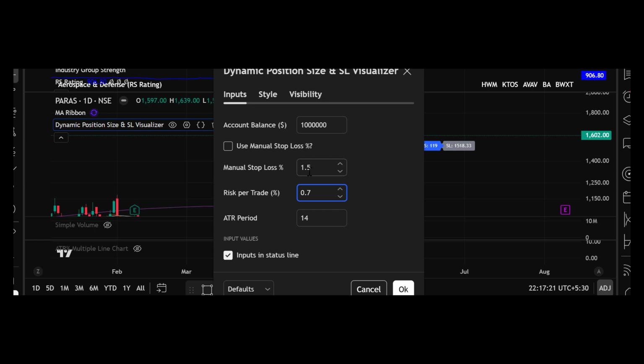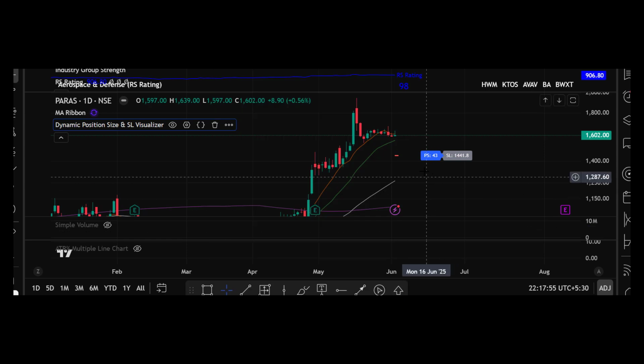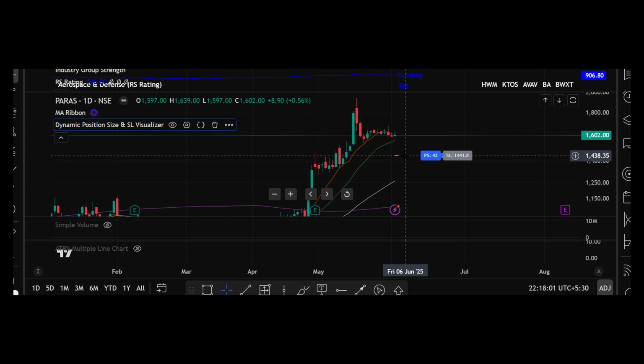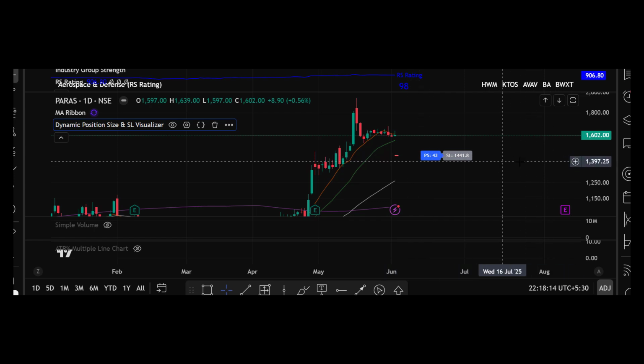Now you can change the manual stop loss. Automatically it captures the stop loss, but you have to take the use manual stop loss option. So let's say 10 lakh is the account balance, you take 0.5%, and stop loss is let's say 10%. So automatically the position size will get calculated, and accordingly the stop loss. And this small red line shows where you want to put your stop loss, or in case you want to put an indicator or alert, you can take this as a reference to calculate your stop loss level.